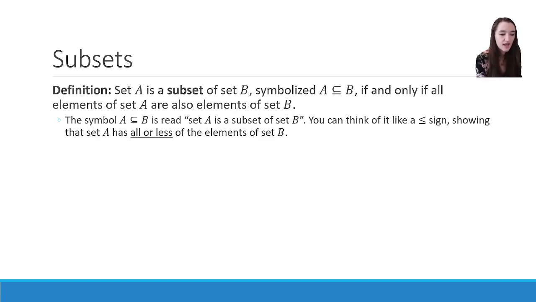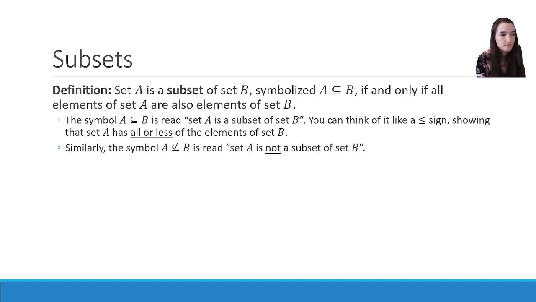The symbol we use looks like a rounded less than or equal to sign. It's read as set A is a subset of set B when we write A, that symbol, B. So we can think of it very much like the way we think of a less than or equal to sign. It shows that set A has all or less of the elements of set B. It has all would be equal, or less, meaning it is sub to that larger set, in the same way that less than or equal to means we are either less or we're equal.